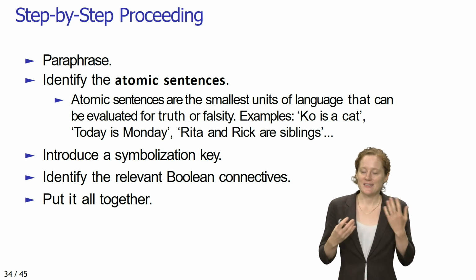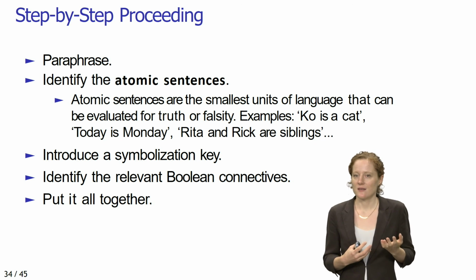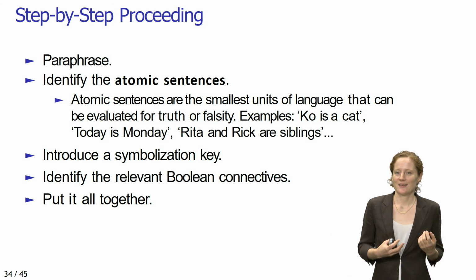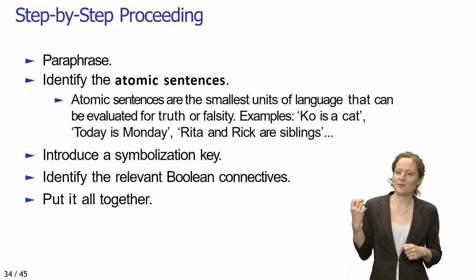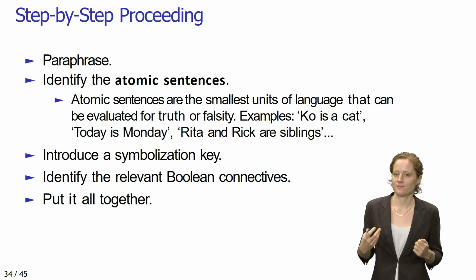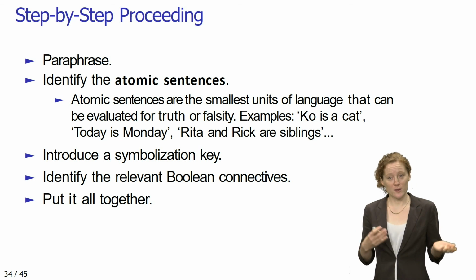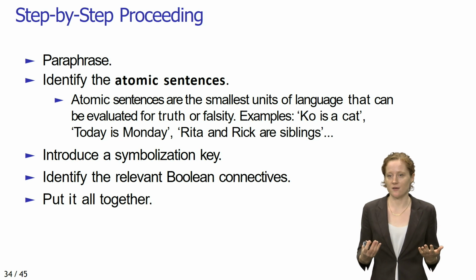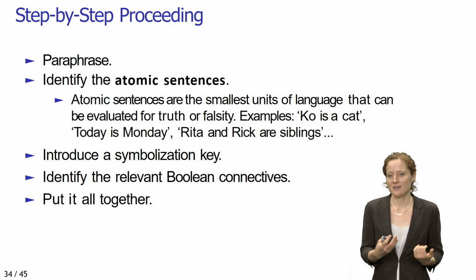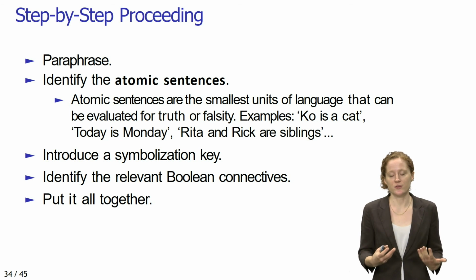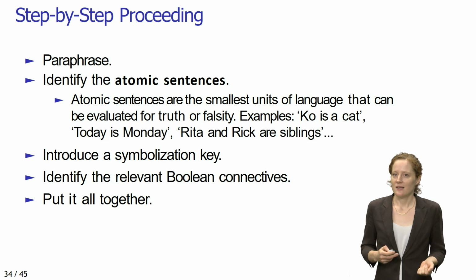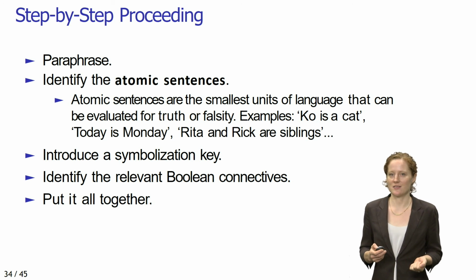Now, once we have identified the atomic sentences, we need to introduce a symbolization key. The symbolization key tells us which capital letter is going to represent which atomic sentence. In the fourth step, we then identify the relevant Boolean connectives that connect our atomic sentences, and then we put it all together to produce the symbolization of our given English sentence. Let's look at a few examples to see how this works.